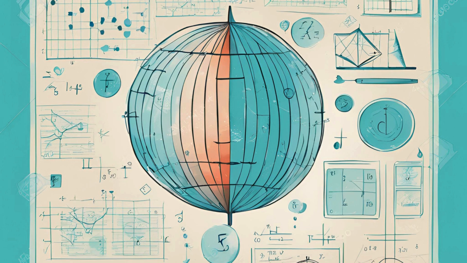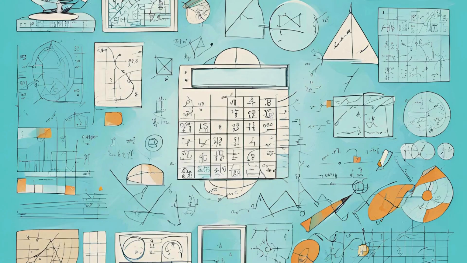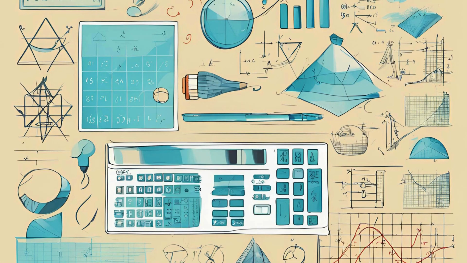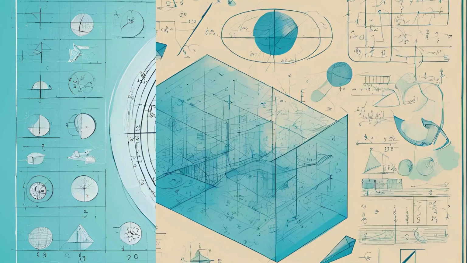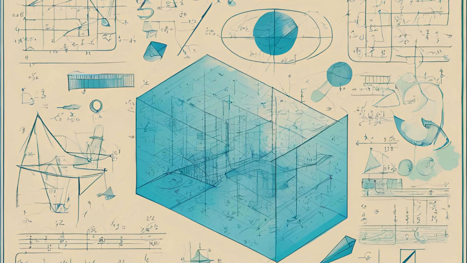Yeah. Now, did you know that nets are used in all sorts of practical applications? Like what? Like packaging design. Oh yeah. Manufacturers use nets to create boxes, cartons, and other containers that can be easily assembled. That makes sense. So think about this. Can you visualize the nets of different 3D objects? It's a great way to improve your spatial reasoning skills.